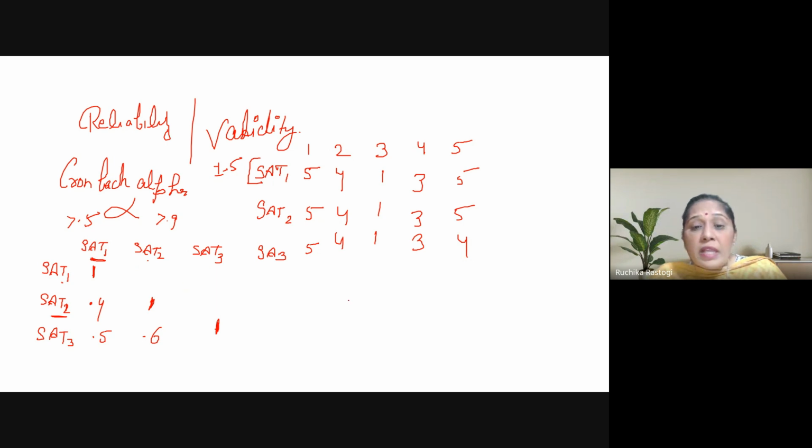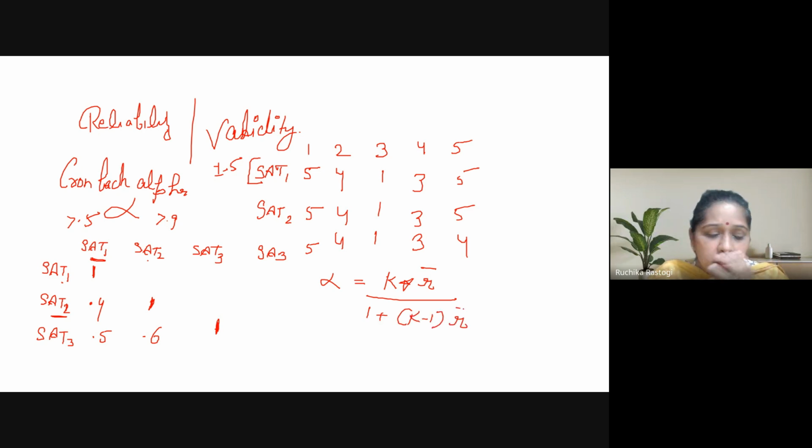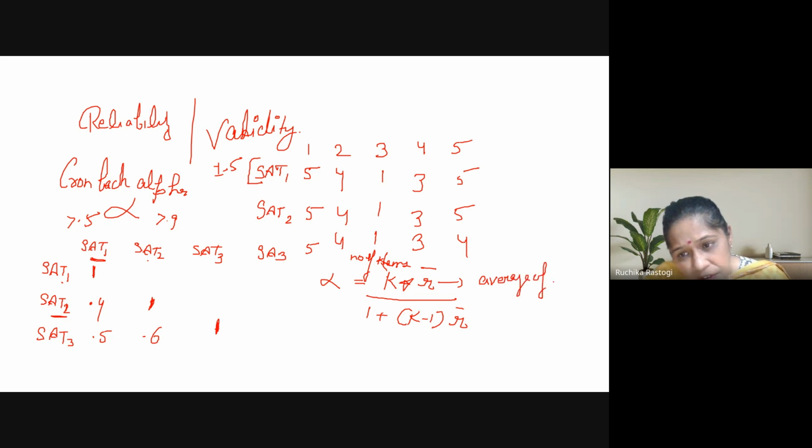Now, there is one formula of Cronbach alpha which says that Cronbach alpha equals K times R bar divided by 1 plus (K minus 1) times R bar. Is it okay now? What is K? K means the number of items, and R bar means the average of the correlation values.